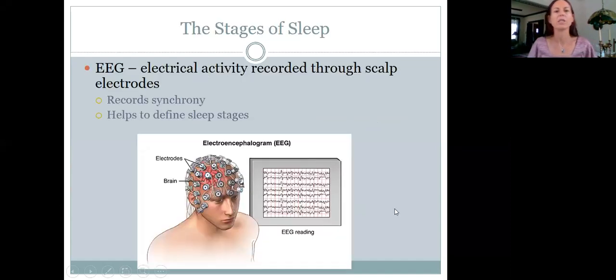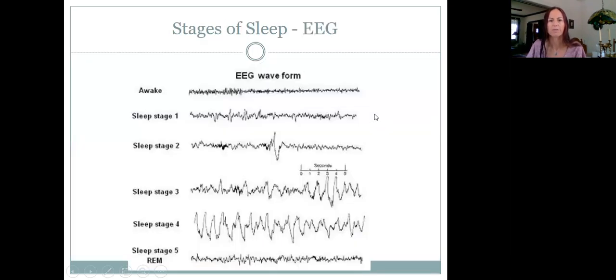So the EEG stands for electroencephalogram, and that's one of the ways in which we record brain activity during sleep. It is electrical activity that's recorded through the scalp. Just like in the picture, you put all these electrodes on the scalp, and because neurons are sending off electricity, we can detect some of that. It helps us to record synchrony of neurons. If they're all firing in the same way, then we call it synchronous. And it helps us to define the different stages of sleep.